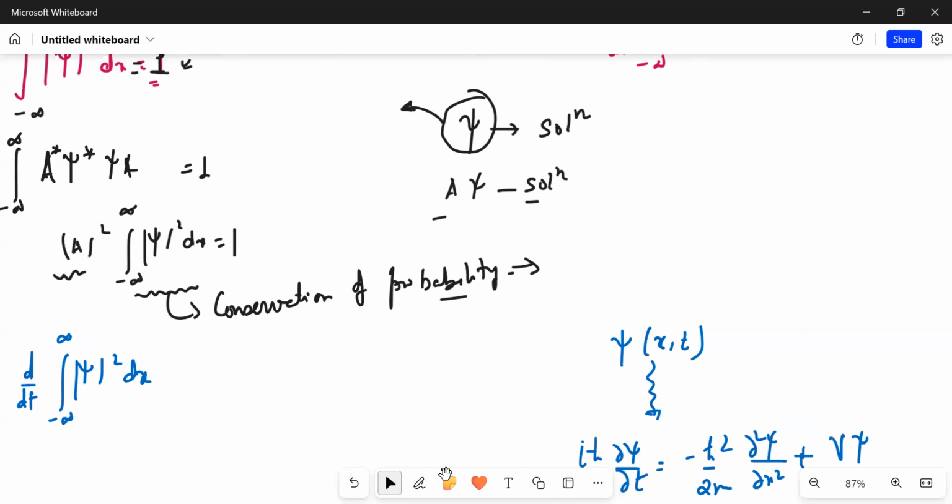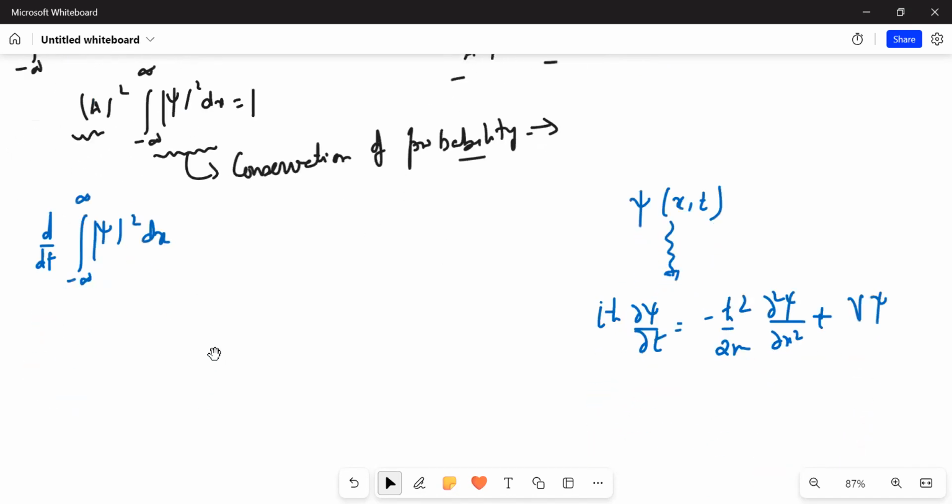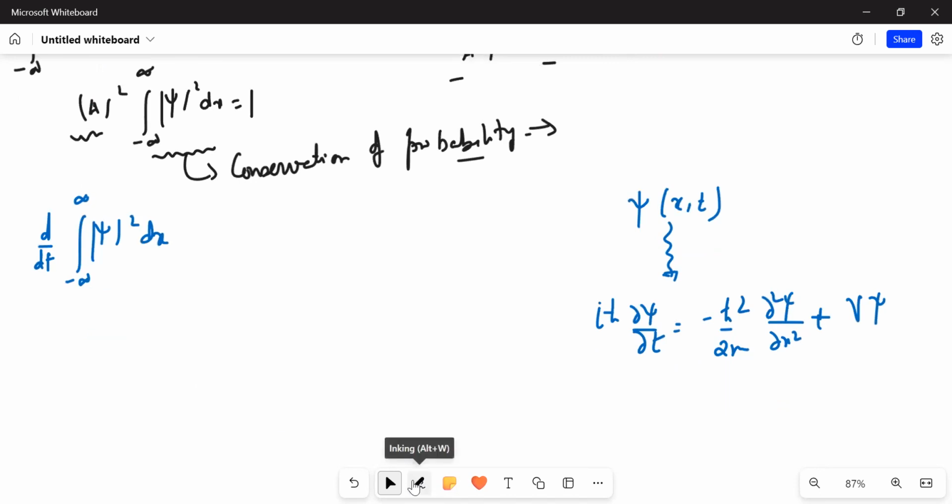If at all this happens to be a function of time, then what will happen? At t equal to 0, you normalize your wave function, but at a later time, if it evolves in time, then this also should evolve in time. So you'll have to find another normalization constant at a different time. But luckily, that is not the case. One of the very crucial features of the Schrodinger equation is that it preserves the normalization of the wave function. So I'll write it here.